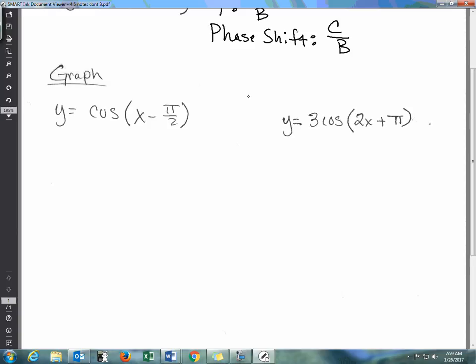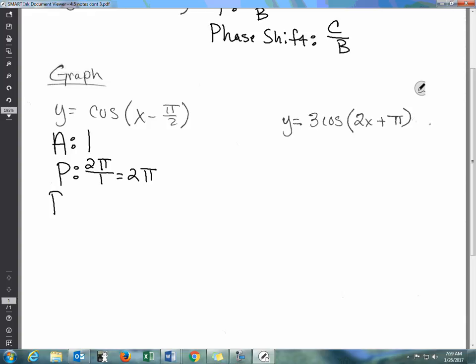Okay, so our first example, y equals cosine of x minus pi over 2, right? So let's identify the big three things, and then we'll get the points, and then we'll plot them. Our amplitude here is 1, because there's no number in front of cosine, so it's an understood 1. Our period length, I'll represent that as p, is 2 pi divided by the number in front of x, our b value, which is 1, right? So our period length is 2 pi.